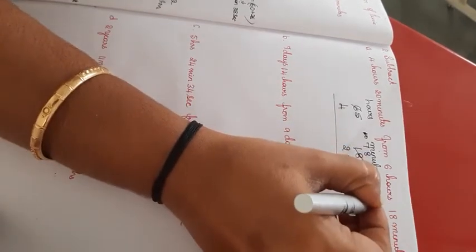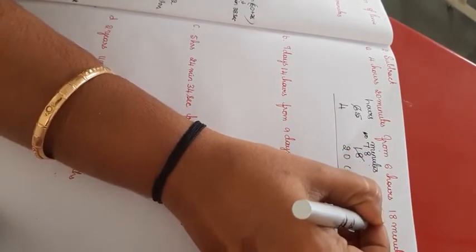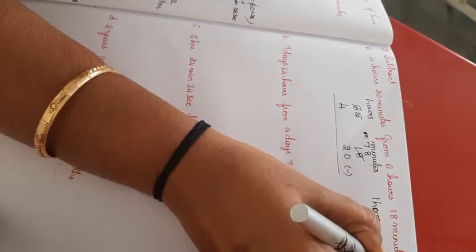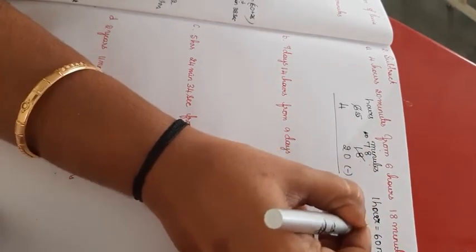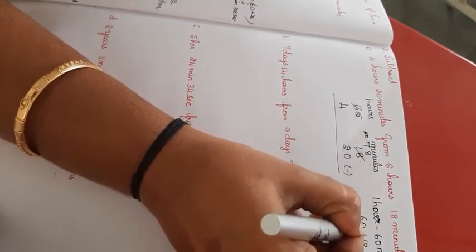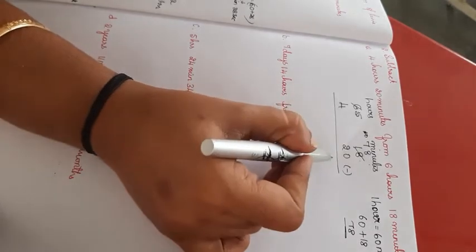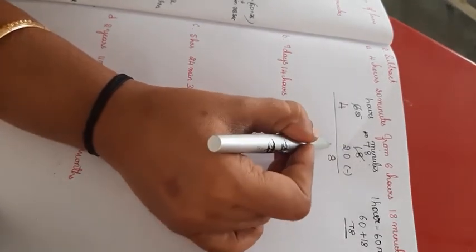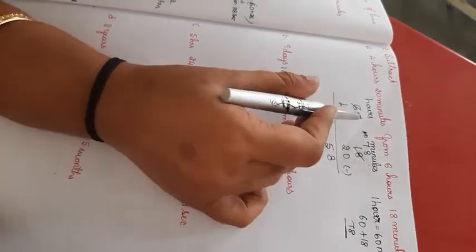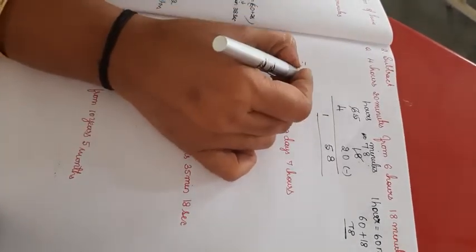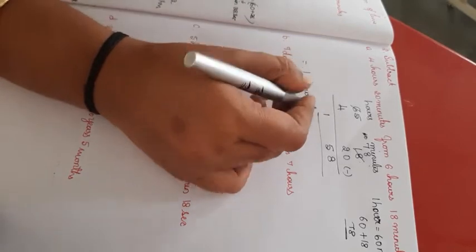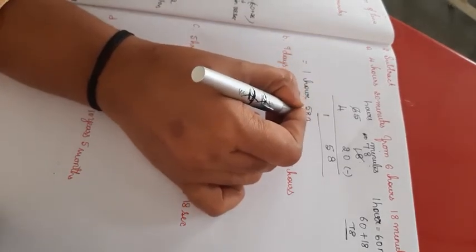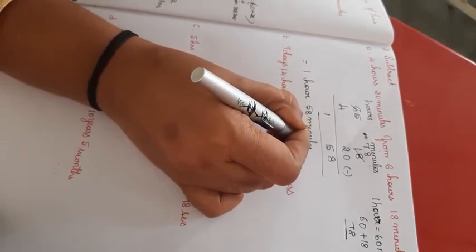As we know, 1 hour equals how many minutes? 60 minutes. Right. So 60 plus 18 is 78. Now 8 minus 0 is 8. 7 minus 2 is 5. 5 minus 4 is 1. So what is the answer I got? 1 hour 58 minutes.